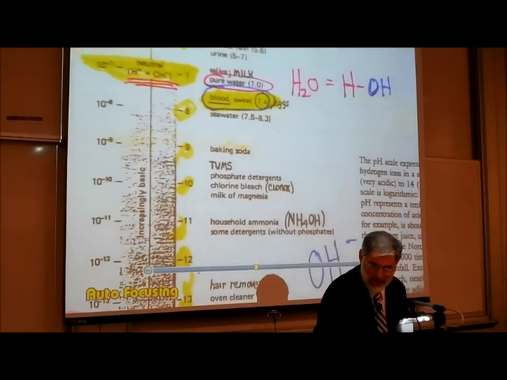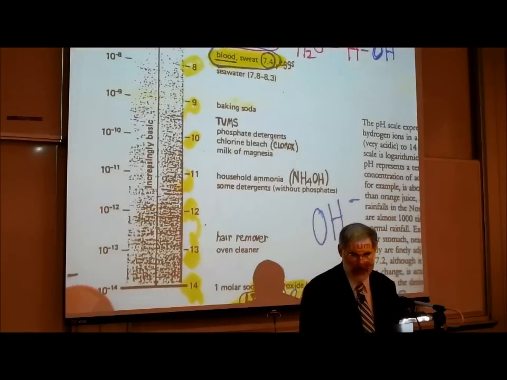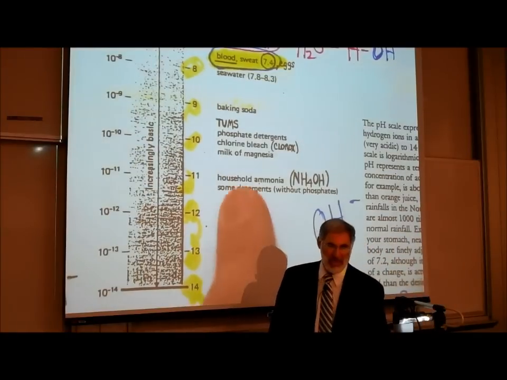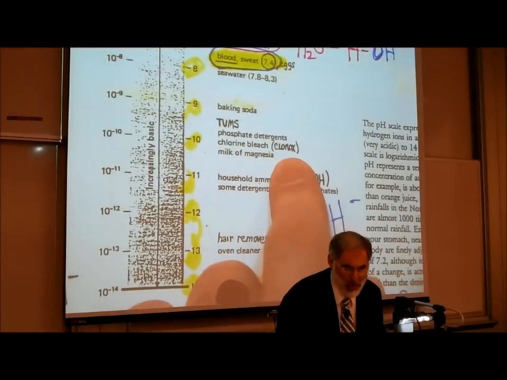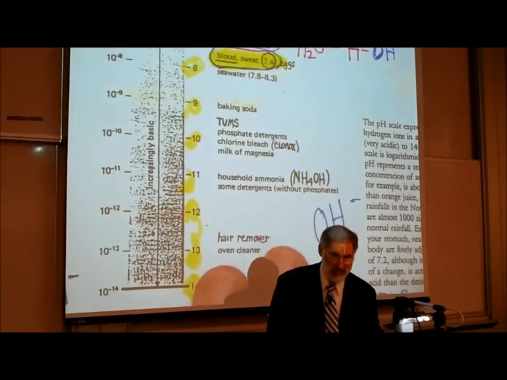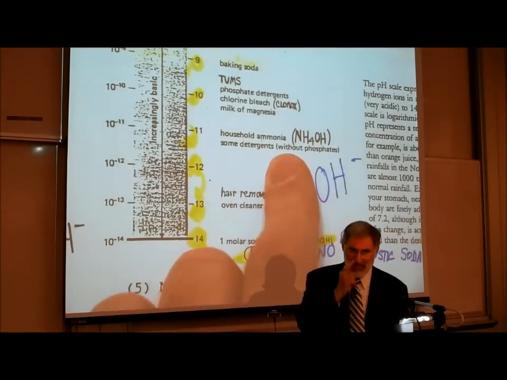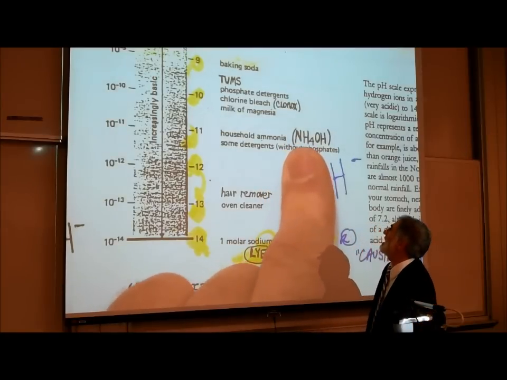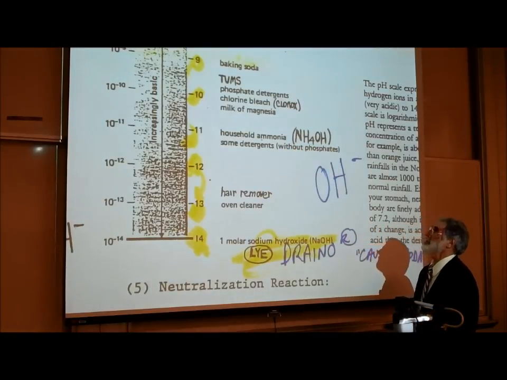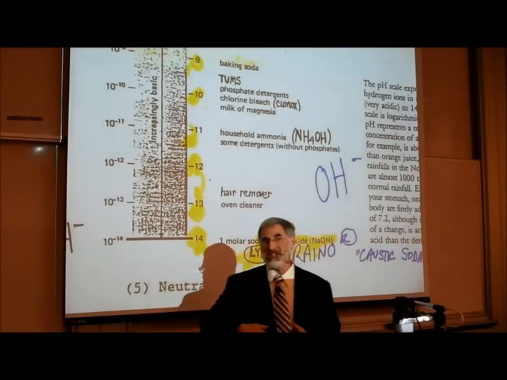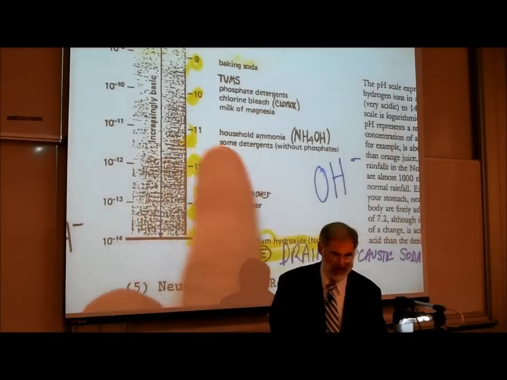Other things that are more basic or alkaline, containing an even higher proportion of hydroxide ions, would be chlorine bleach or Clorox. Even more alkaline or basic is ammonia. You can see that ammonia is really, chemically, NH4OH. That's really ammonium hydroxide. Remember, the release of OH is what makes something basic.